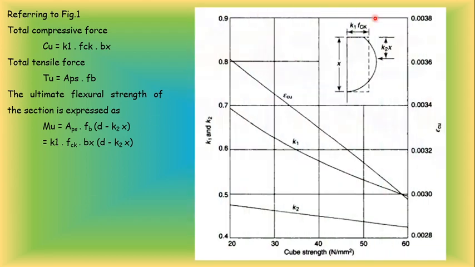So this part of the figure is the stress strain curve of the previous figure, and these are the epsilon Cu, K1 line and K2 line. These are the cube strengths varying from 20 to 60 Newton per mm square, and this is the range of K1 and K2 from 0.4 to 0.9. This is the value of strain which is going to act in the concrete section. So this value we are going to consider for calculating the ultimate flexural strength of the section.